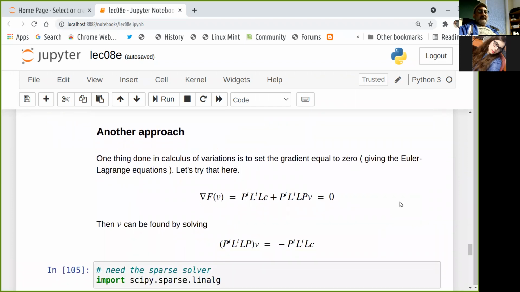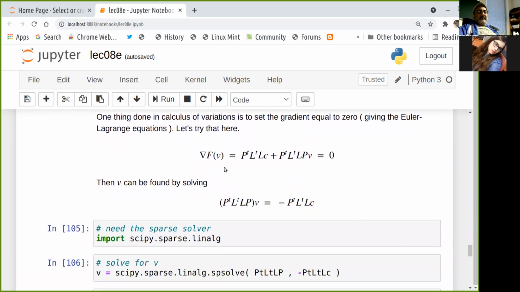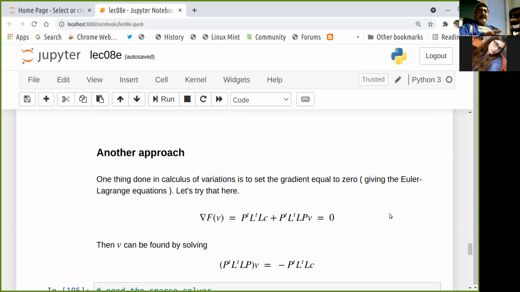Another way to do it is that, remember, in the calculus of variations, you calculate what we are calling the gradient, and then you set that equal to 0.